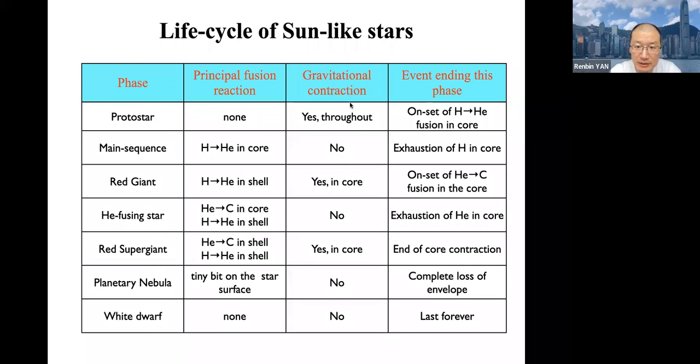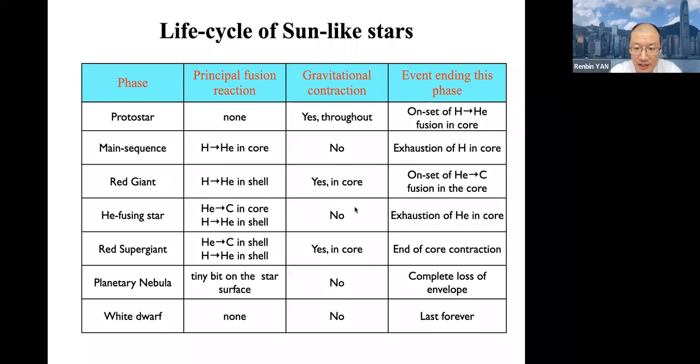And you can see that in many of these phases you have gravitational contraction in the core: in the protostar stage, in the red giant stage, in the red supergiant stage. And then this shows you what fusion reaction is going on. When it is not having a core contraction, it always has fusion in the core. But when it is having core contraction, it doesn't have fusion in the core, but only in shells. The red giant phase is just 1 shell fusion. The red supergiant phase is 2 shell fusion, double shell fusion.